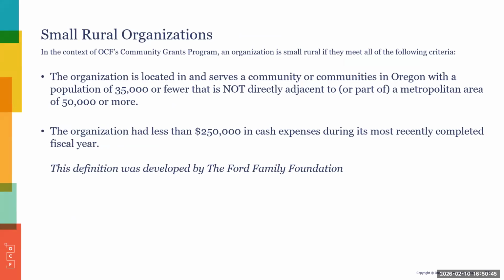So let's identify small rural organizations. Small rural organizations in Oregon are defined by the following criteria. They are located in and serve a community or communities with a population of 35,000 or less, not directly adjacent to or part of a metro area of 50,000 people or more. They should have less than $250,000 in operating expenses during their most recent completed fiscal year.